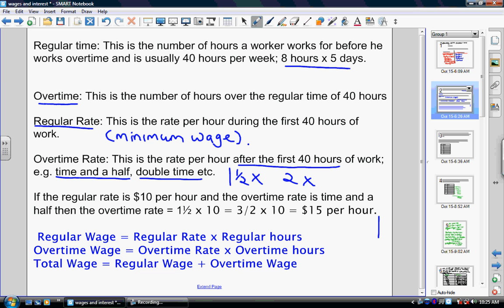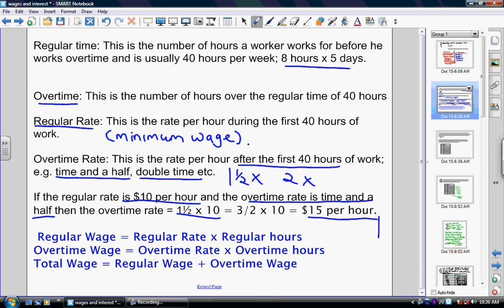So for example, if the regular rate is $10 per hour and the overtime rate is time and a half, then the overtime rate is 1.5 times 10. So time and a half means 1.5 times. So 1.5 times $10 per hour is 3 over 2 times 10, which is $15 per hour. What if it was double time? Then it would be 10 by 2, which is $20 per hour.